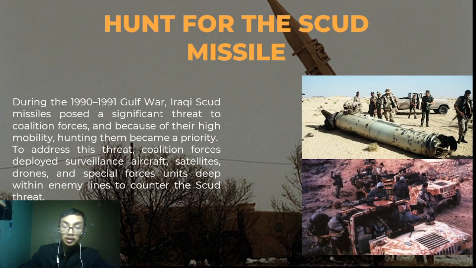Also, this one is an extra: the hunt for the Scud missiles. During the 1990 to 1991 Gulf War, Iraq's Scud missiles posed a significant threat to the coalition forces, and because of their high mobility, hunting them became a priority. To address this threat, coalition forces deployed surveillance aircraft, satellites, drones, and special force units deep within enemy lines to counter the Scud threat.